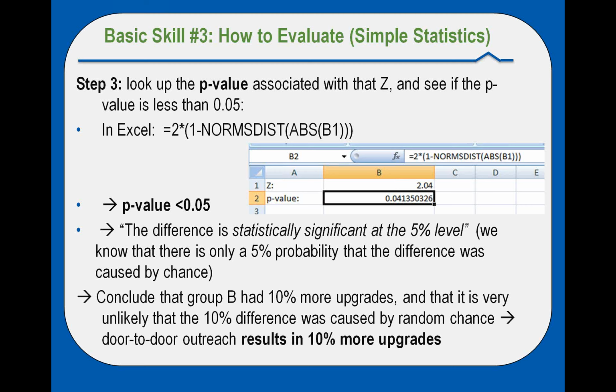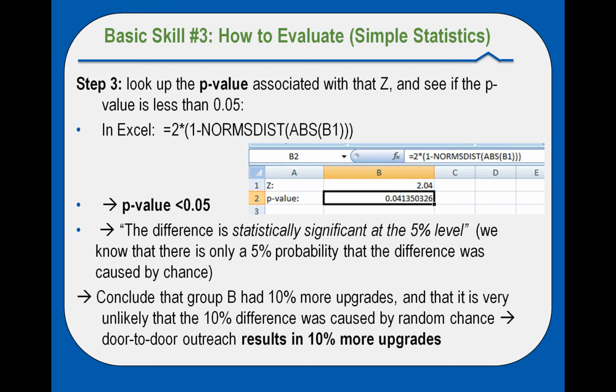The easiest way to do this is just to go to Excel. It has a function that will do this for you, which I've written there. So in this case, if our Z statistic is 2.04, our p-value for that is going to be 0.04135. But the main point here is that this p-value is less than 0.05. The way that we say that is the difference is statistically significant at the 5% level. And what that basically means is we know that there's only a 5% probability that the difference between those two groups, group A and B, was caused by chance.